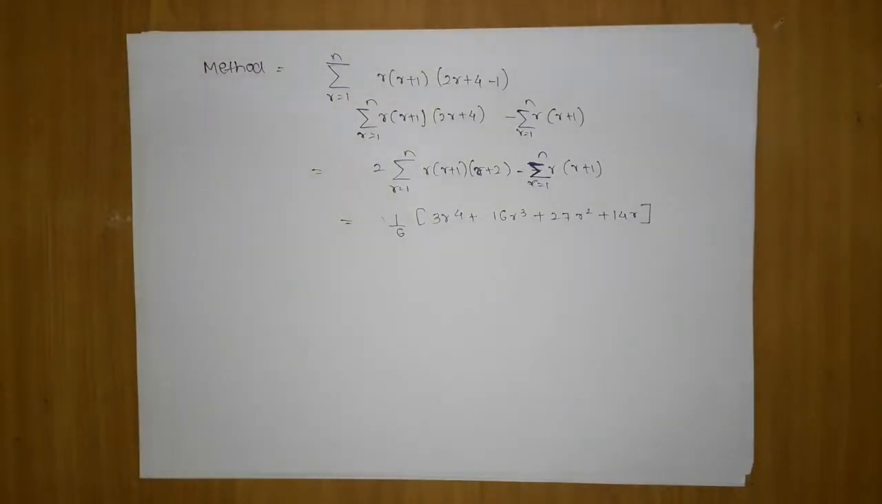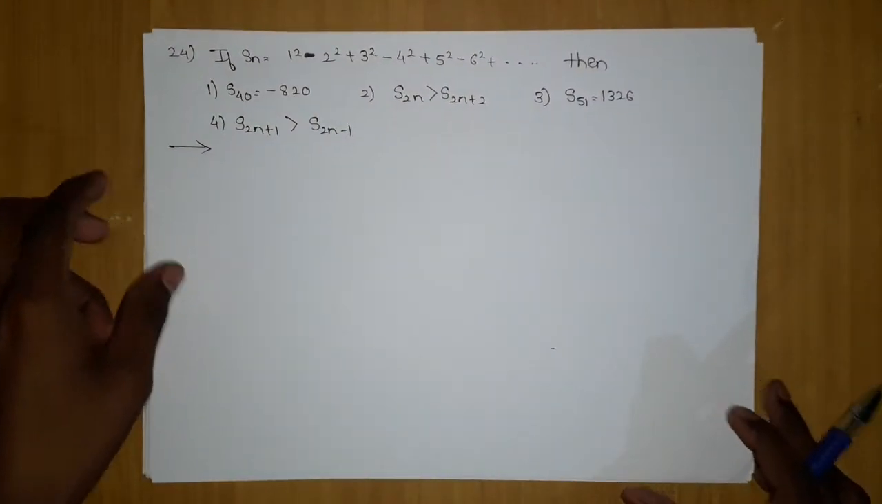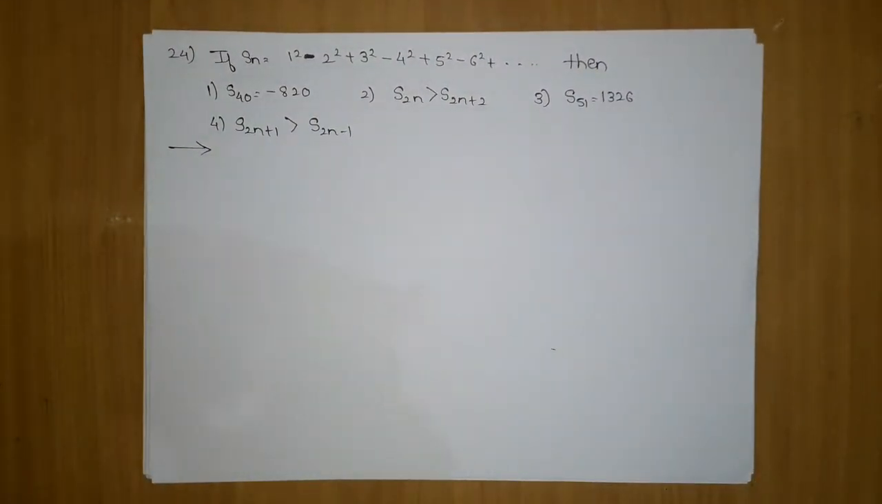Now let's move on to the next question. The next question is this one. Let me get the page. This is the 24th question. If Sn is equal to 1 square minus 2 square plus 3 square minus 4 square plus 5 square minus 6 square and so on, then first, S4t is equal to minus 820, second, S2n is greater than S2n plus 2, and third, S51 is equal to 1326 and S2n plus 1 is greater than S2n minus 1.